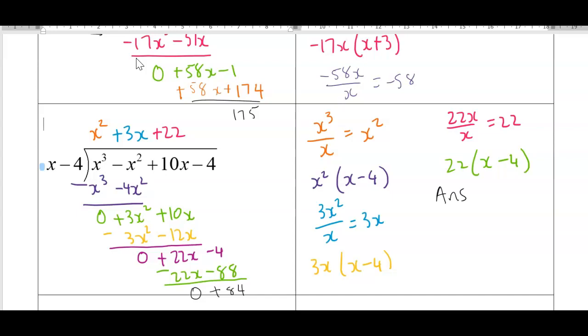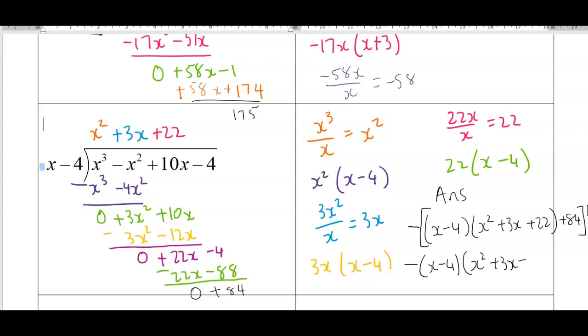All right, so remember your final answer. We need to put the negative out the front. Negative, x minus 4, x squared plus 3x plus 22, and then plus 84. Now, this negative multiplies everything, so you can keep it out the front of our brackets, but that negative gets multiplied by that positive 84, so it becomes negative 84. So just be careful with that.